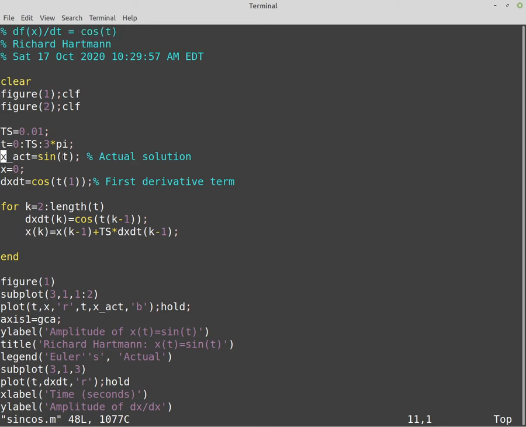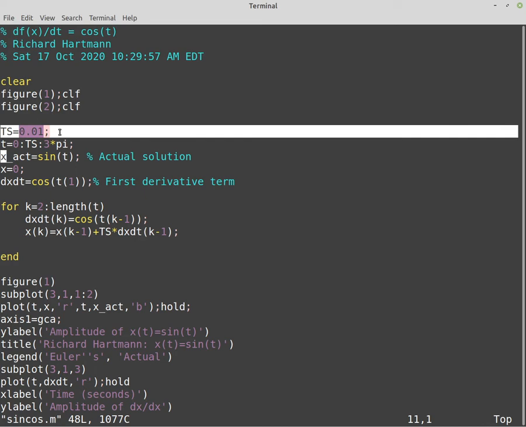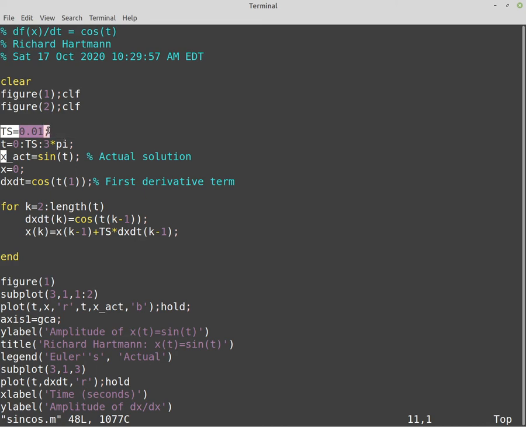So here in this code, I am creating a time step of 0.01, and I'm going to run my time for 3 times pi. So it's basically going to give me 1.5 cycles of a sine wave. And so I'm then calculating, using this t vector, the known actual solution.